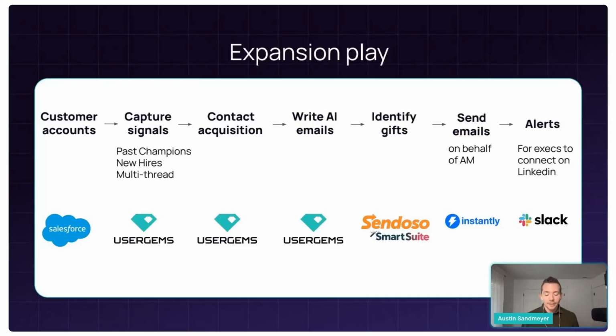For CX, or our CX motion, it's a lot more of, okay, we have these people. Who are we missing in the buying committee on this side? How are we thinking about this? And then moving into AI emails, writing those emails.